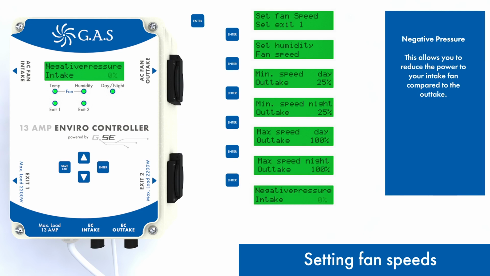Negative pressure intake will set your intake fan speed below your outtake fan as a percent.